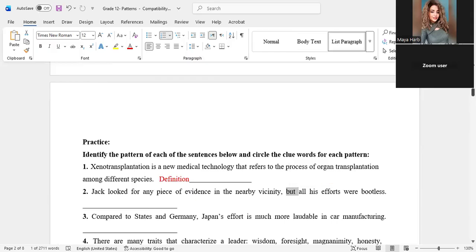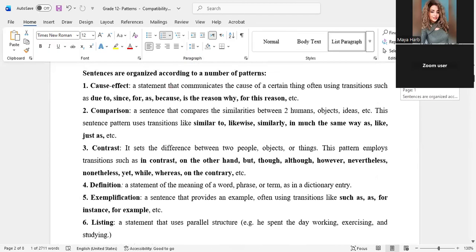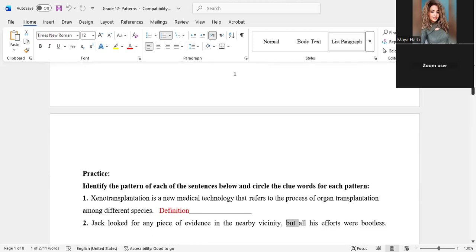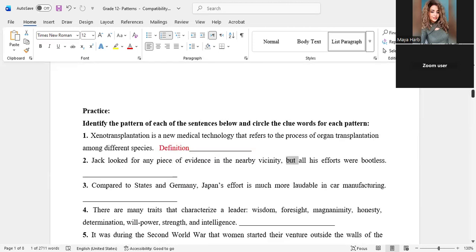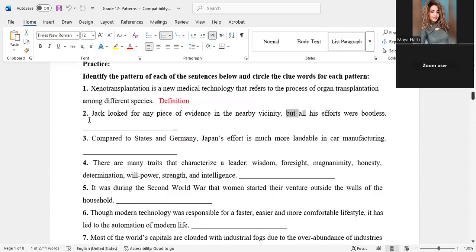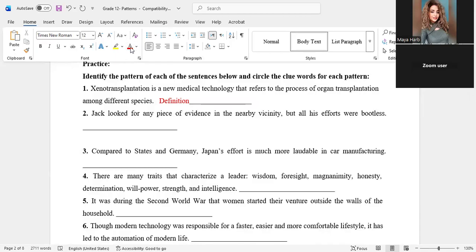Let's go back to the types here. Contrast. Contrast, very good. Contrast means you're showing me the opposite. Like he studied so hard, but he got a bad grade. Same thing here. He was searching for evidence, but... It's contrast because his efforts were bootless. It means it's true that he worked hard, but his efforts were bootless.